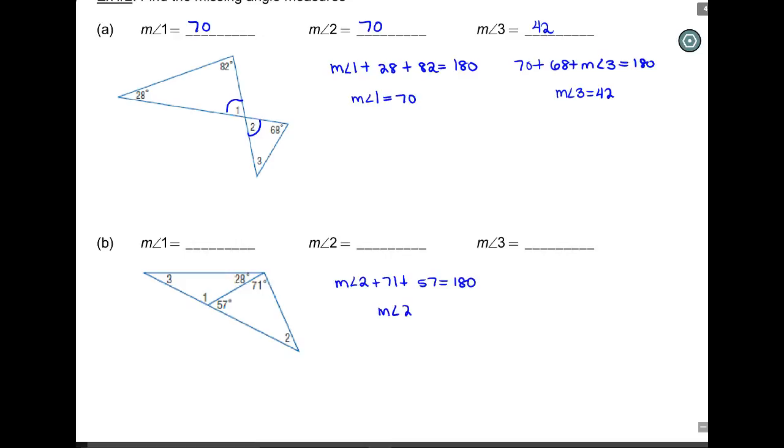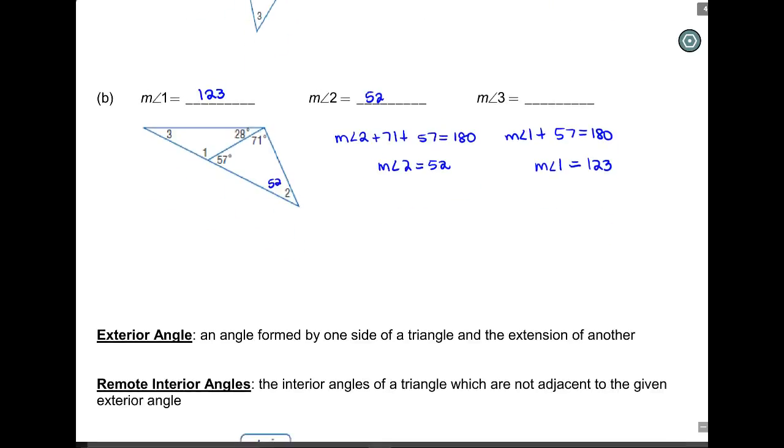Raise your hand if you have angle 2. Zachary? It's 52. Okay. And now 29. Okay, angle 1 plus 57 is 180 because they form a linear pair. Raise your hand if you have angle 1. Maya, you have that? 123 sounds good. Now, with angle 3, there's actually 2 ways that we could do this.